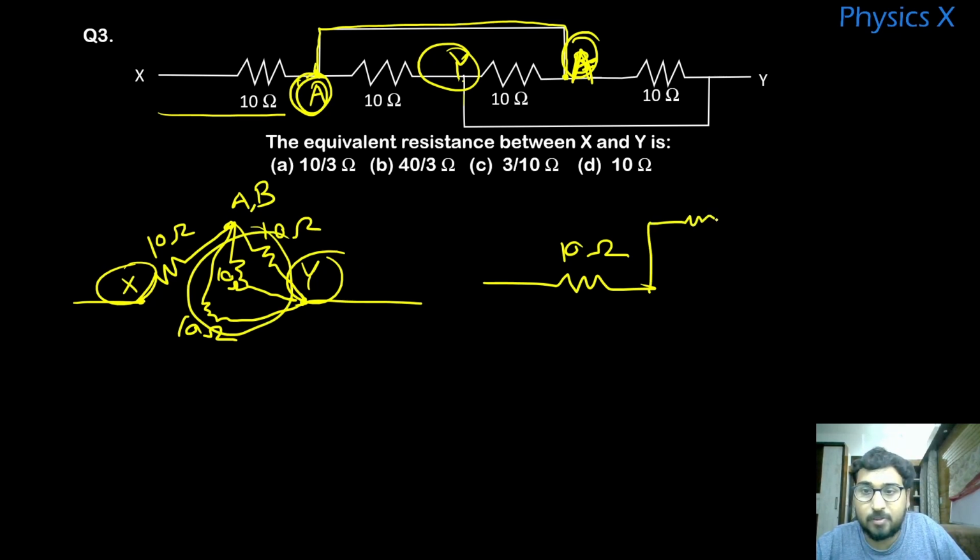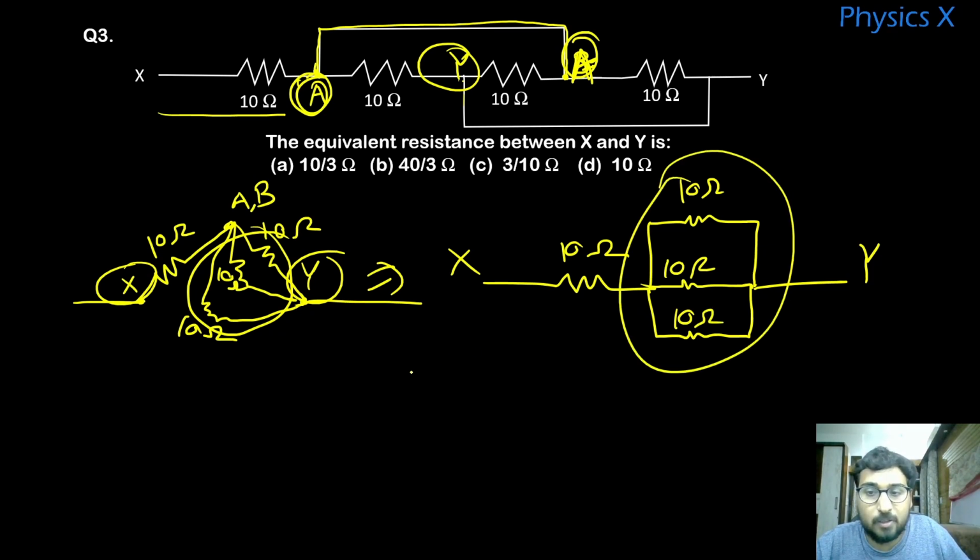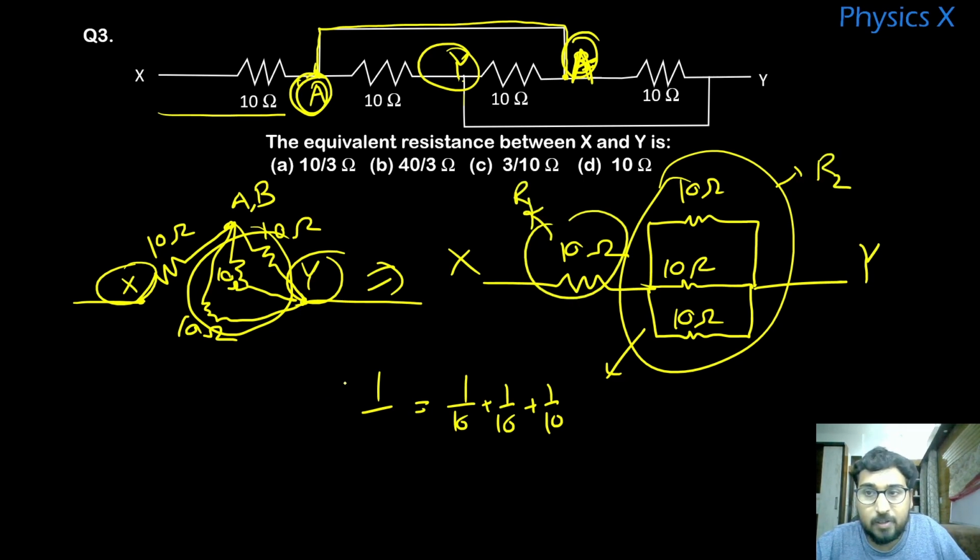So I can draw like this. This is your X point, this is your Y point, right? I am drawing this. So these are our 10 ohms. These are parallel combinations. So what will this resistance be? 1 by 10 plus 1 by 10 plus 1 by 10. Suppose this is your R2 and this is your R1, right? So 1 by R2 is 1 by 10 plus 1 by 10 plus 1 by 10, that is 3 by 10. Or you can say that R2 is nothing but 10 by 3.